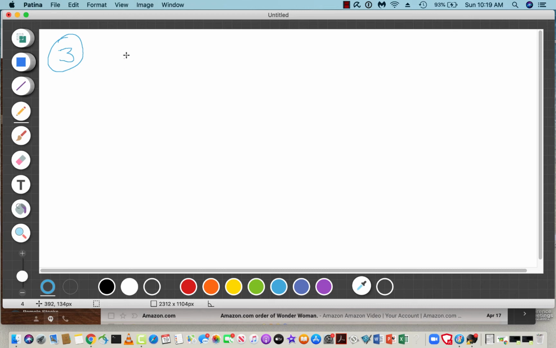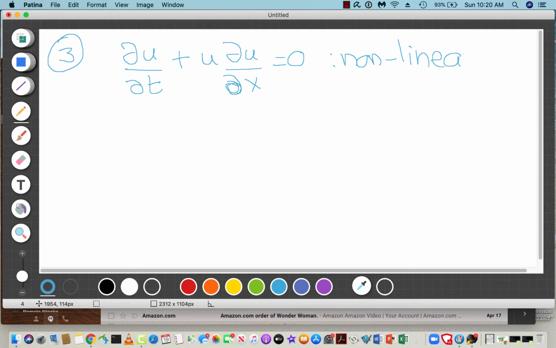So in this case, we're going to look at a more complicated equation, du/dt plus u du/dx is equal to 0. So earlier, this thing here was a constant c, but now it isn't. It's a variable. So this equation now is nonlinear, which makes it more complicated to solve. So we do the same approach as before.